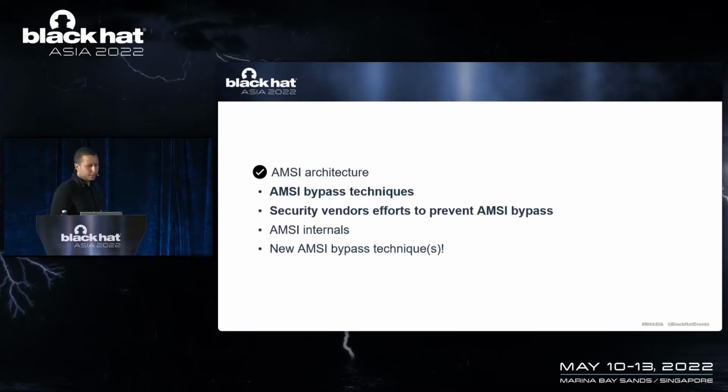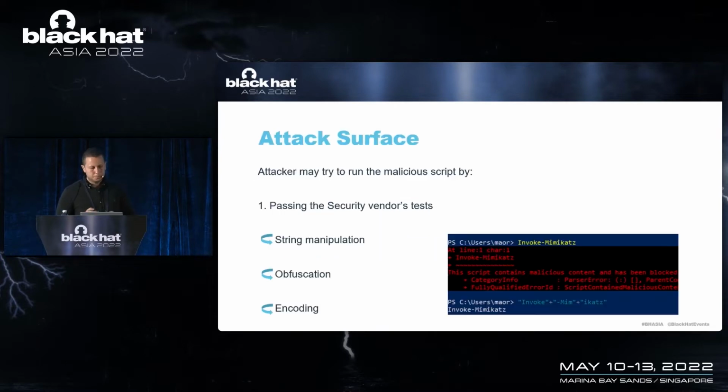So now we covered how AMSI architecture looks like, and we'll move on to examine some AMSI-bypass techniques and see what security vendors are trying to do to prevent and detect those techniques. But first, let's talk about the attack surface. Let's say we're an attacker that wants our bad content to be executed without being blocked.